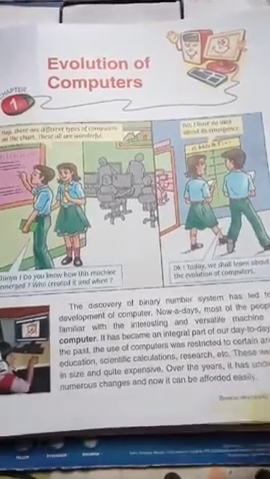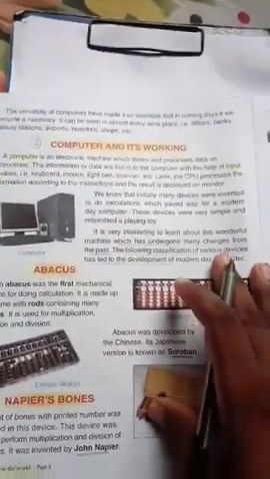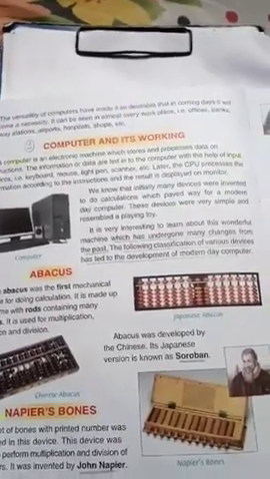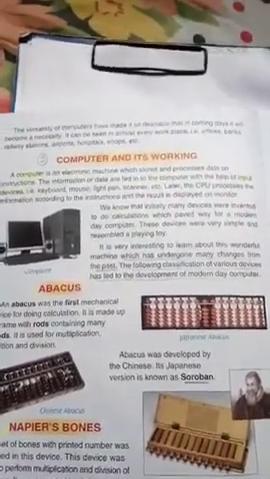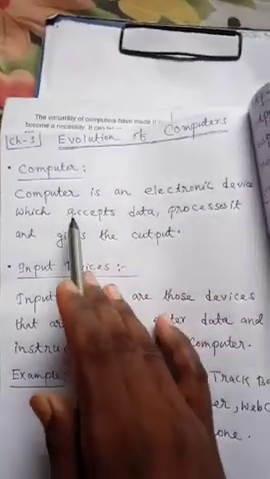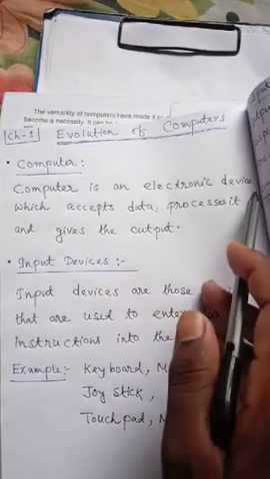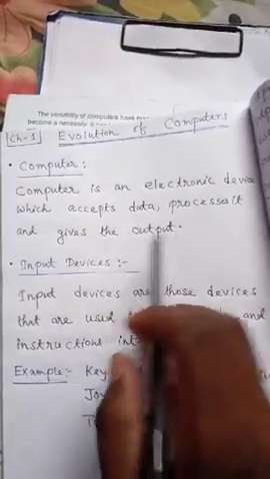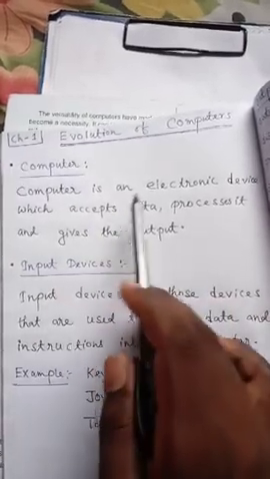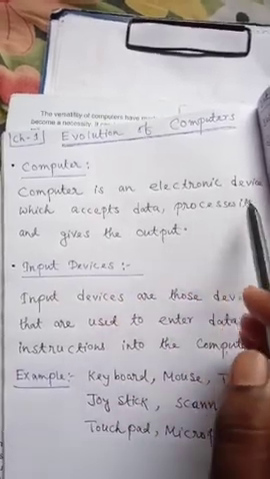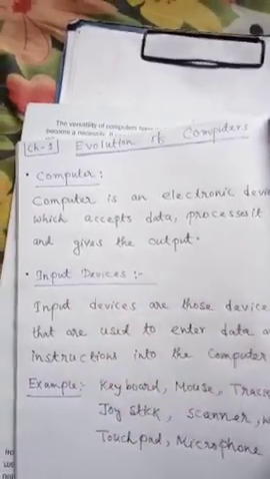So before that, I will tell you the definition of computer. So what is computer? What is the definition of computer? Computer is an electronic device which accepts data, processes it and gives the output.